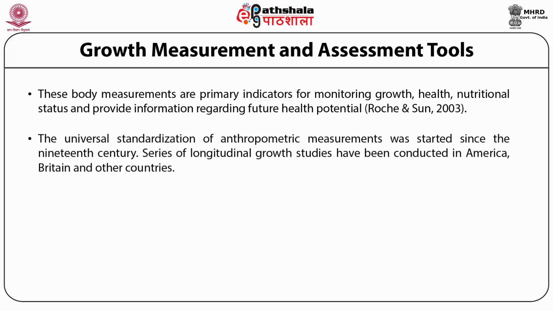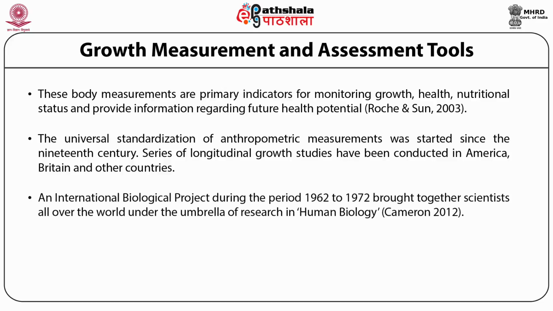The universal standardization of anthropometric measurements was started since the 19th century. A series of longitudinal growth studies has been conducted in America, Britain, and other countries. As many as 948 references were collected by research teams from growth studies in Belgium, Britain, France, Senegal, Switzerland, Uganda, and USA after meeting every 2 years to originally discuss their methods and ultimately their results. Finally, an International Biological Programme during the period 1962 to 1972 brought together scientists all over the world under the umbrella of research in human biology. These gave rise to one of the standard texts in the human biological sciences known as the IBP Handbook, which was revised and renamed as Practical Human Biology.